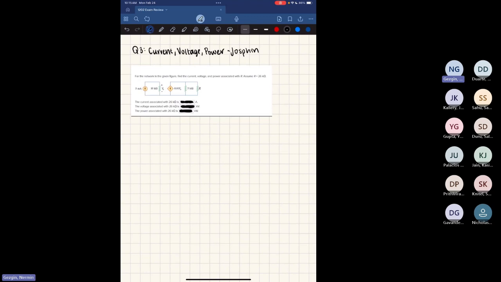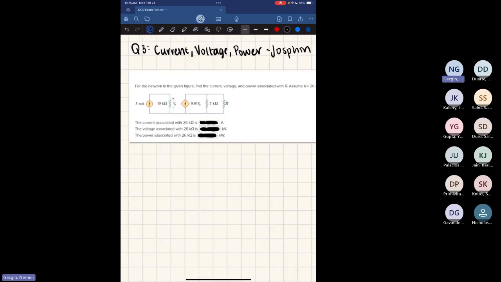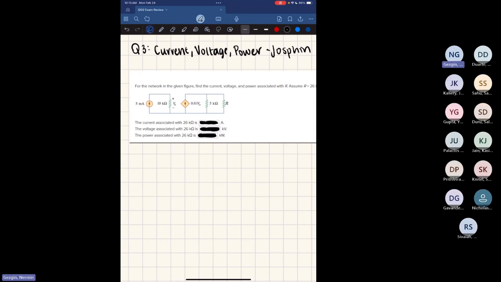So here it's a bit more of a trickier problem, but just try to apply the concepts, find what you know. So for here, it's asking for the current, voltage, and power for R, which is 26 kiloohms.